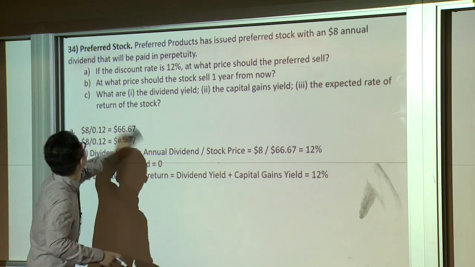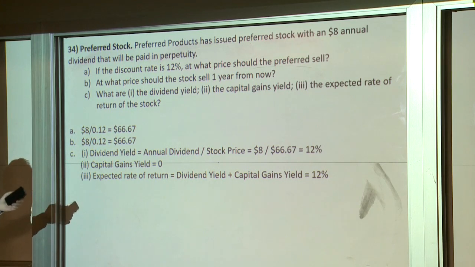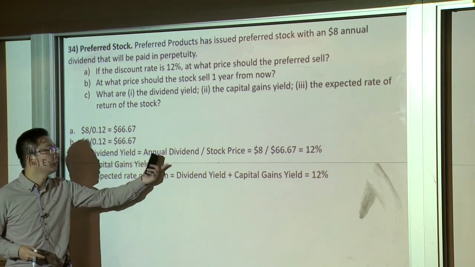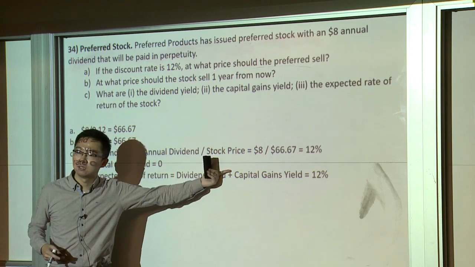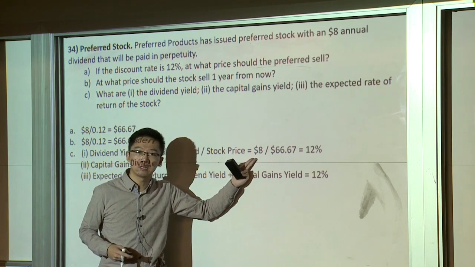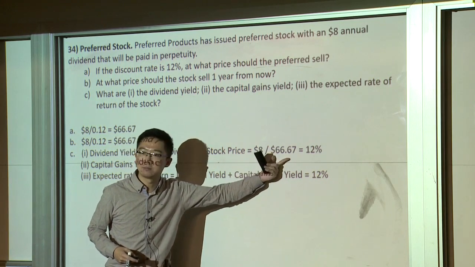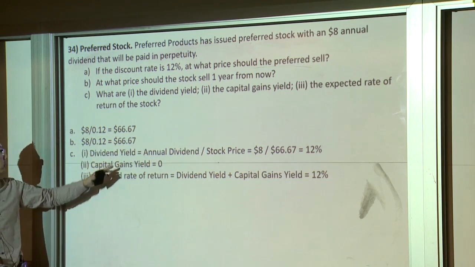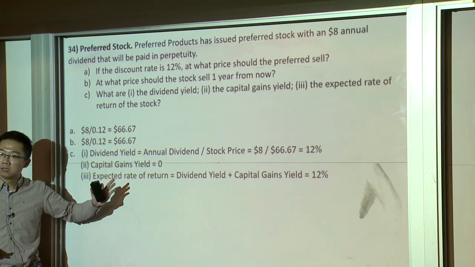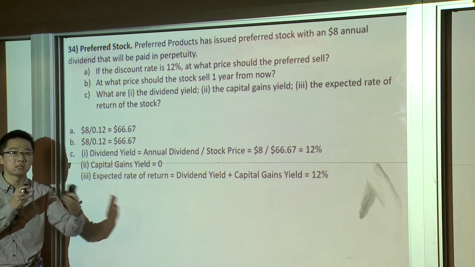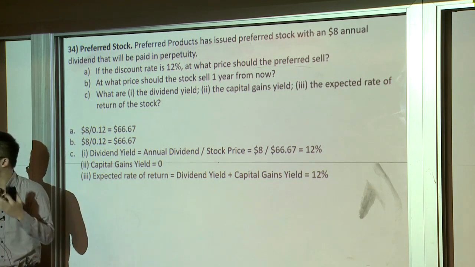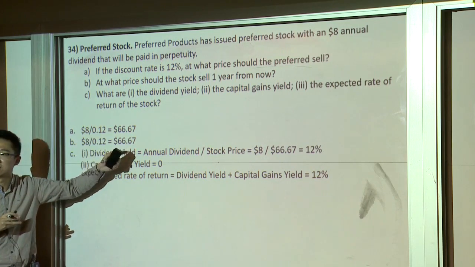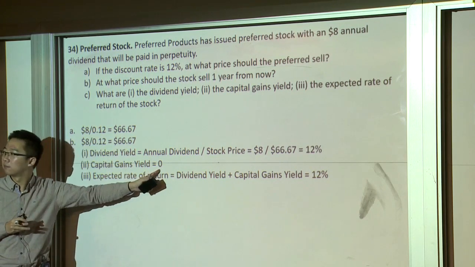C, what are the dividend yield, capital gains yield, and expected rate of return on the stock? What is the dividend yield? Annual dividend divided by stock price. The annual dividend is $8, always $8, and the stock price is always 66.67, so a 12% dividend yield. And the capital gain yield: no matter how long we hold this stock, its price will always be 66.67. The capital gain will always be 0.